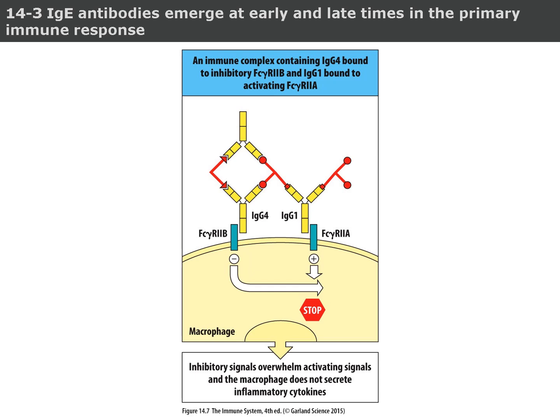This mechanism allows immune complexes containing immunoglobulin G4 to suppress inflammation by preventing macrophage activation, contributing to immune regulation and limiting tissue damage during chronic or excessive immune responses.